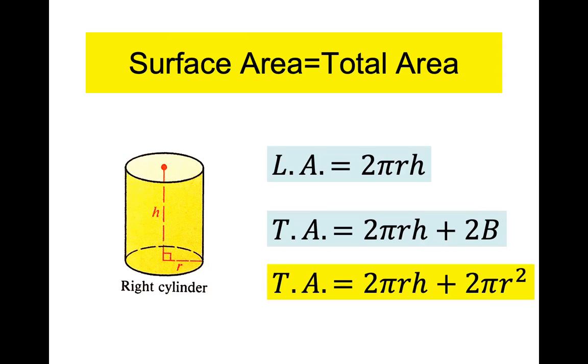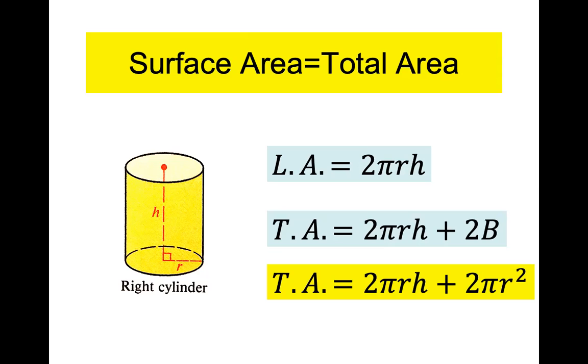Tonight for homework, they're going to ask you to calculate the total area. Well, they'll actually calculate the lateral area first, and then they'll say, what is the total area of the cylinder? And you have to use this formula. Lateral area is 2 pi r h. Total area is 2 pi r h plus 2 pi r squared. And that is the surface area, or total area.